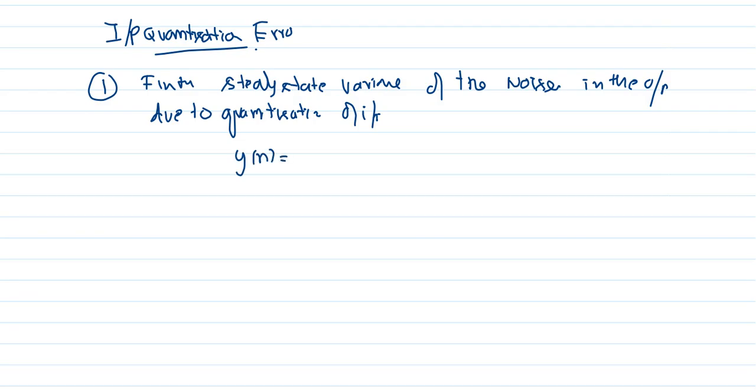Y of n is equal to a into y of n minus 1 plus h of n. Okay, so this is the question given. We have to find the steady state variance of the noise in output due to input quantization. Okay, now first step, what we'll do is we'll take the Z transform of this given equation.